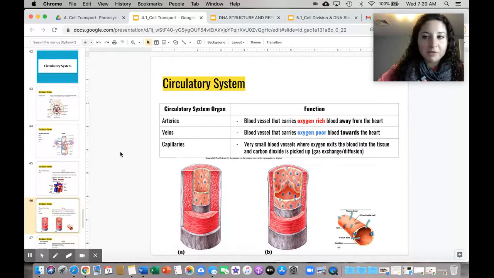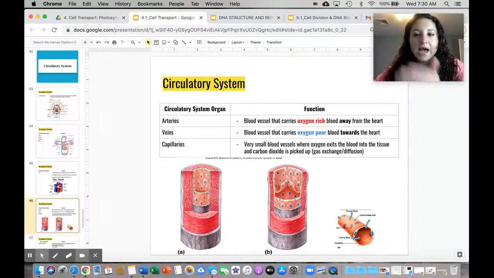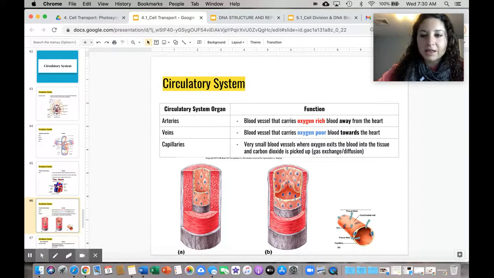Now, the last type of blood vessel are called capillaries. These are very, very small, tiny blood vessels. This is where gas exchange takes place. So this is where oxygen can diffuse into our body cells. This is where carbon dioxide can diffuse out of our body cells back into the blood.